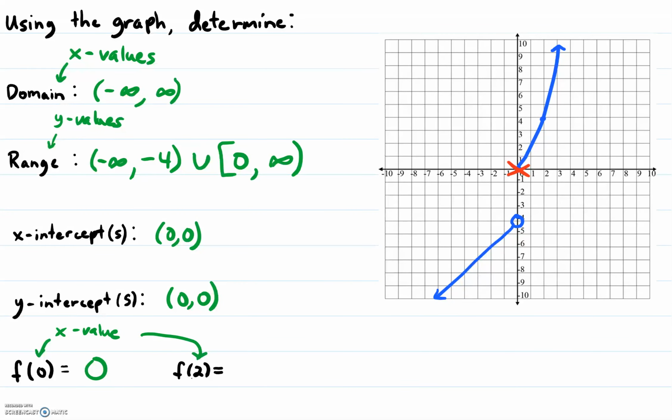Now the f of 2 will be slightly more interesting. So we're going to go over to the x value of 2, and then we're going to go up or down until we run into the graph. You can see we run into the graph right there, I just made that dot red. And so what we want to know is what the y value is of that point, and the y value is 4. And so the f of 2 is going to be equal to 4. And that's it.